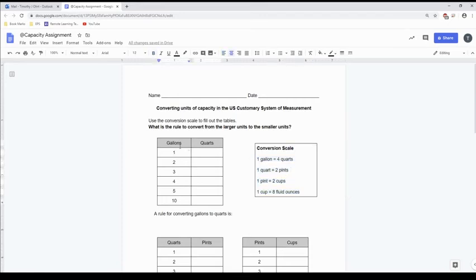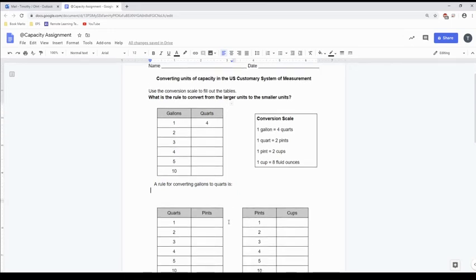Okay, so if we look here, we're converting gallons to quarts. So if we have 1 gallon, how many quarts does that equal? Well, if we come over here, 1 gallon equals 4 quarts. You're going to notice it kind of follows the same pattern that we've done for other assignments. So if you have 2 gallons, how many quarts? If you have 3 gallons, how many quarts would you have? Then after you fill this out, a rule for converting gallons to quarts is, what would you do?